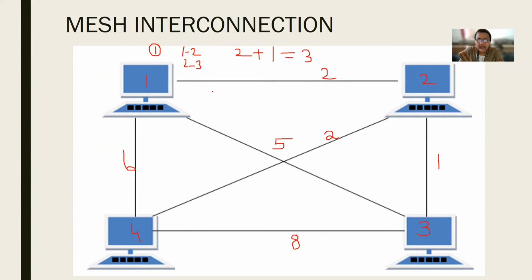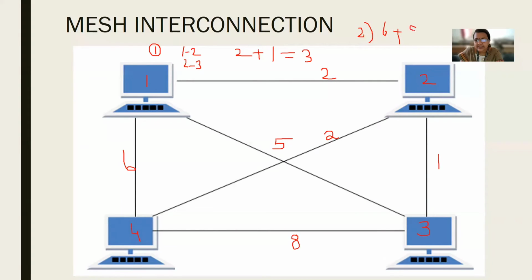Another way is there. Children, all are listening, I hope so. The second method: I can send 1 to 4, which is 6, plus 4 to 3, which I can send from there.